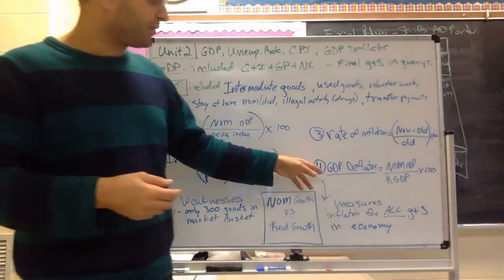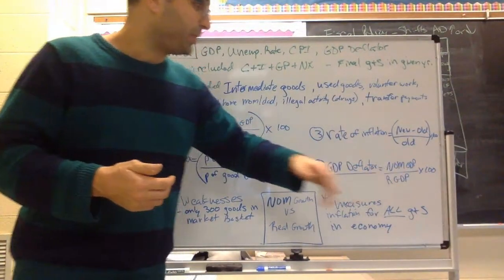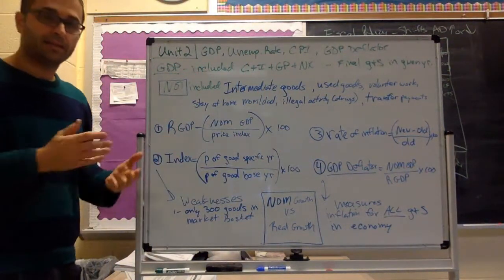The fourth one here is another index, your GDP deflator. The formula you've got to know is nominal GDP divided by real GDP times 100.